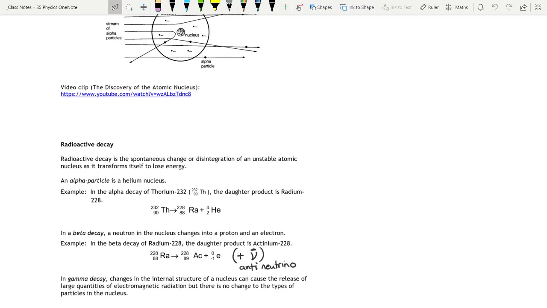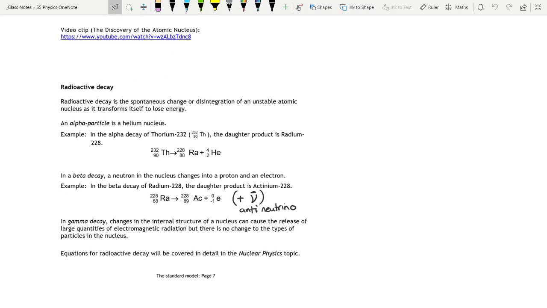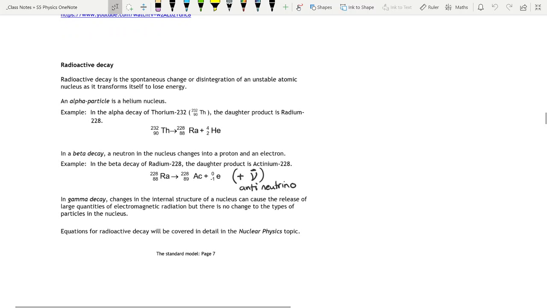Radioactive decay. We have talked about radioactive decay before with the nuclear. It is the spontaneous change or disintegration of an unstable atomic nucleus as it transforms itself to lose energy. Alpha particles are 4 to 2. So if you're doing an alpha particle equation, you just take the 4 off the top and the 2 off the bottom to get your daughter product. What we did in nuclear.